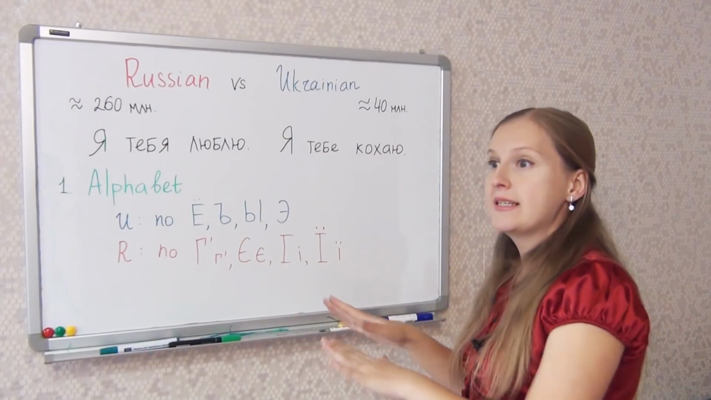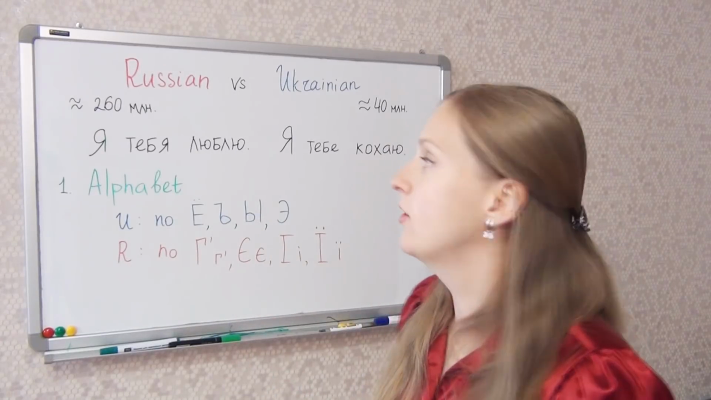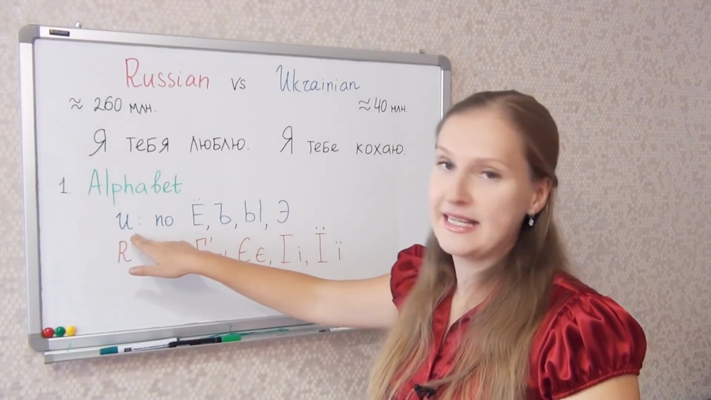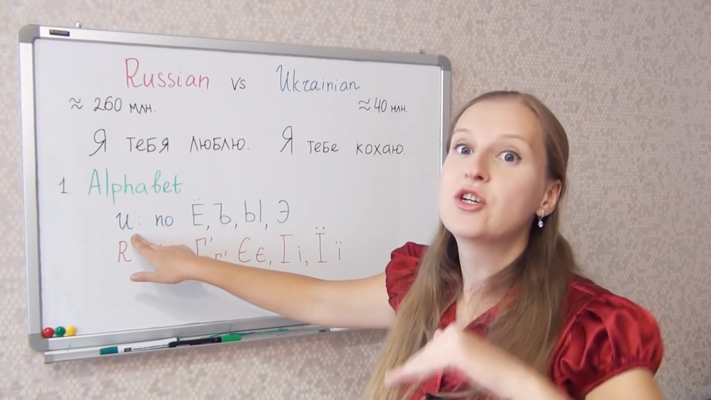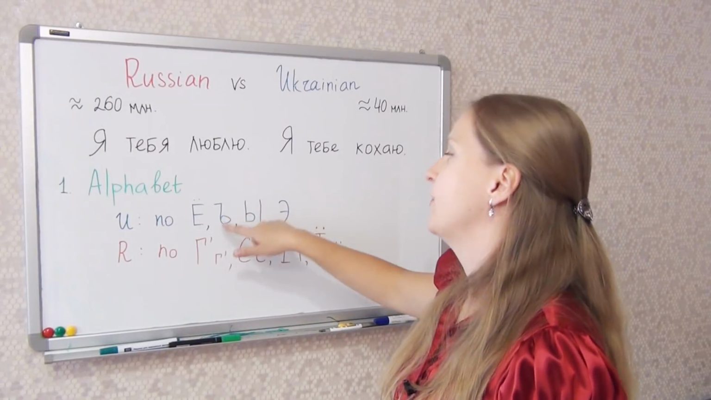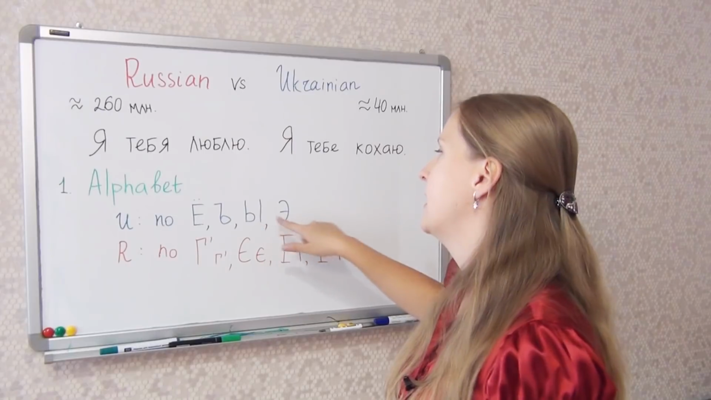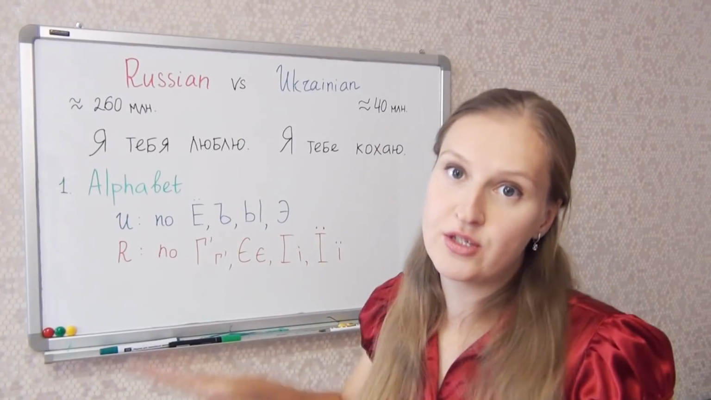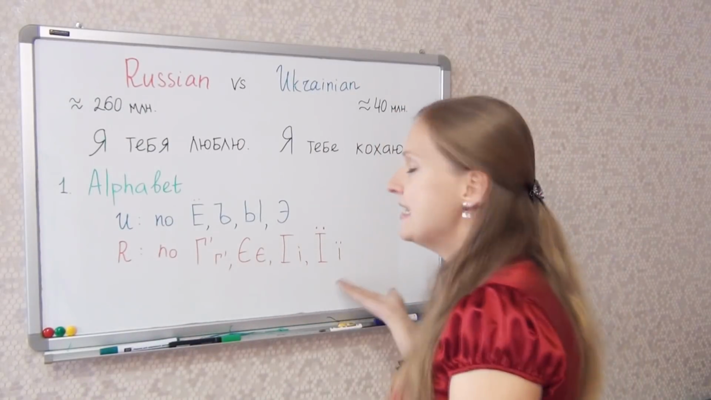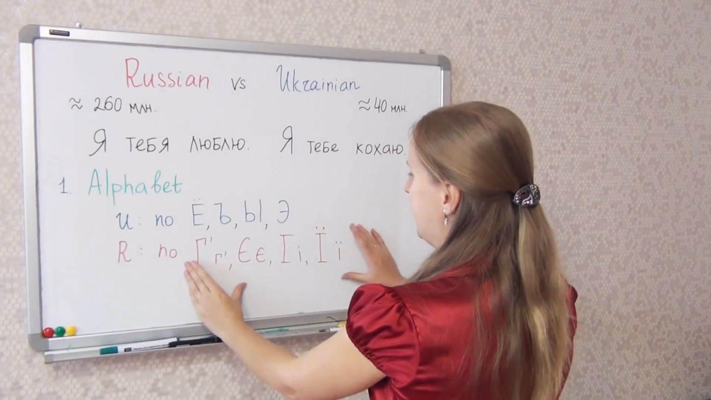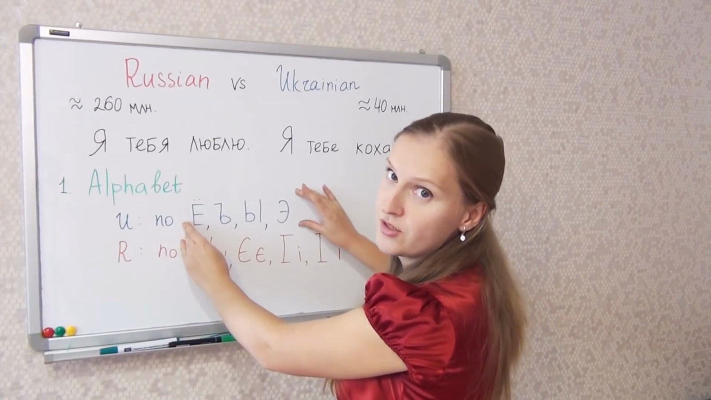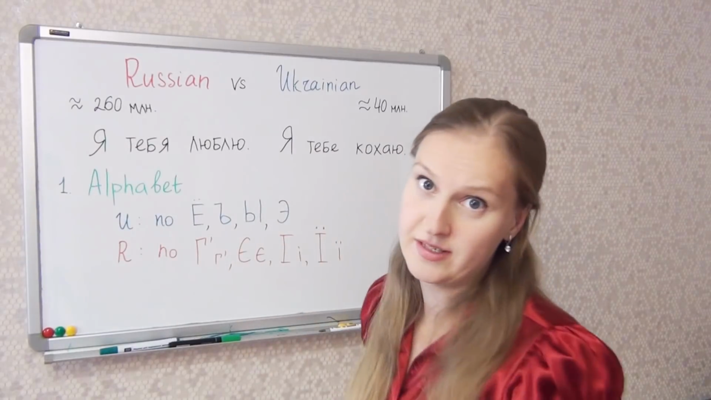Let's take a look at the differences step by step. First of all, let's consider the alphabet. In Ukrainian, there are no such letters as ё, твёрдый знак, э. There are no such letters in Ukrainian, while in Russian there are these letters. So these letters exist in Russian, but not vice versa.